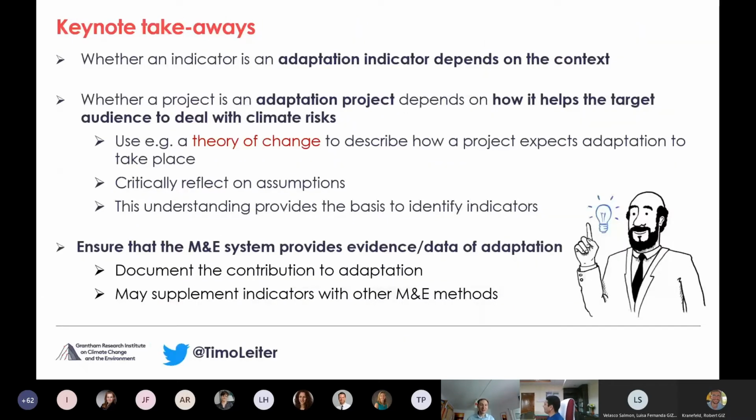So the key takeaway from this brief: whether an indicator is an adaptation indicator depends on the context. Therefore, there is no finite list of adaptation indicators. Whether a project contributes to adaptation depends on how it is being set up, and theory of change is one of the ways to do it, or to decide on that. It's important to critically reflect on the assumptions of why or how your project would lead to adaptation and resilience.